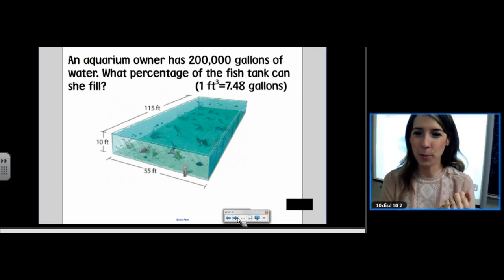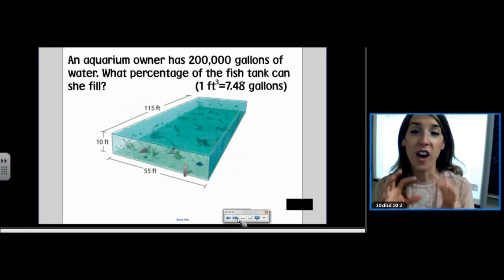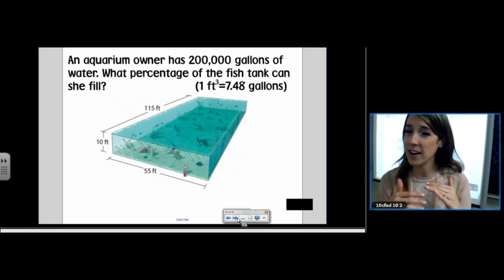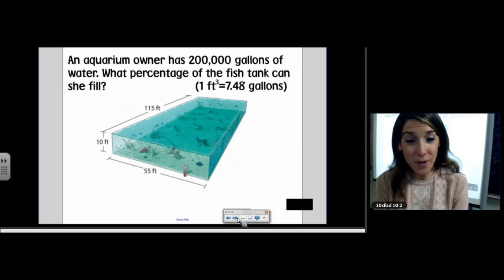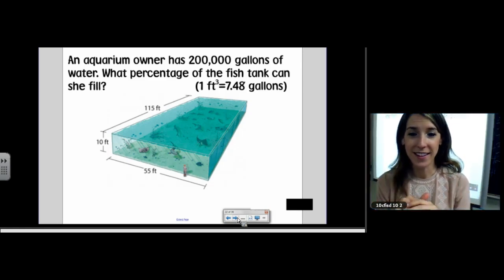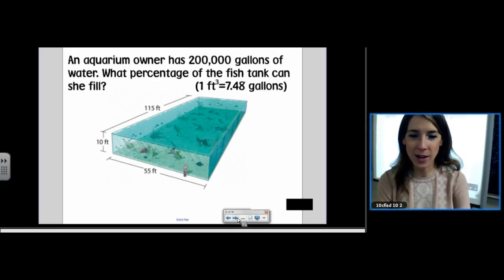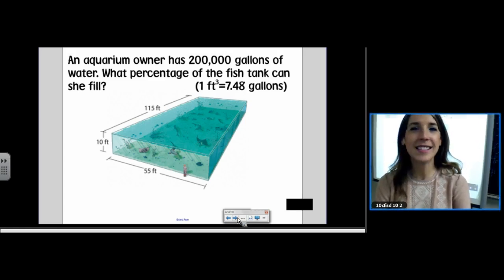Let's do a real-world problem real quick. An aquarium owner has 200,000 gallons of water, which sounds like a lot, but when you're filling an aquarium, not so much. What percentage of the fish tank can she fill? You own an aquarium, probably not this big. Okay, your aquarium has alligators. So what would we need to compute to start this problem? When you're filling something with water, what are you finding? Go ahead, type it.